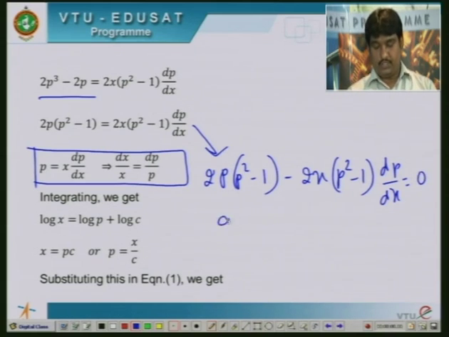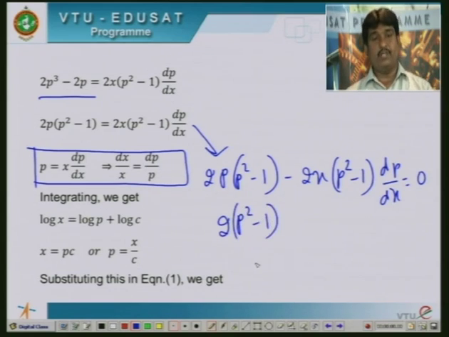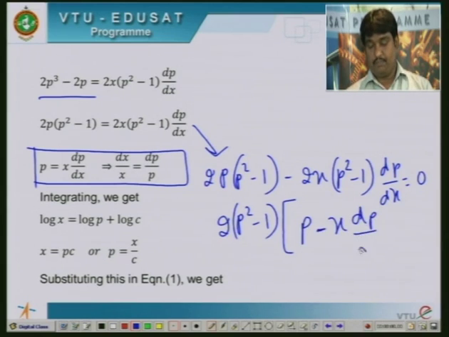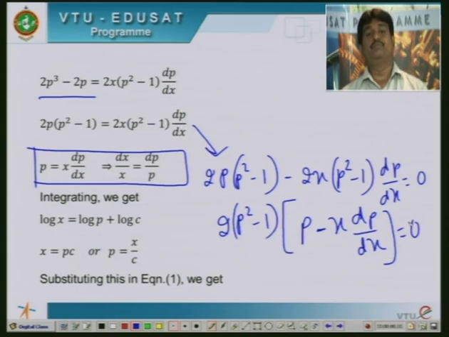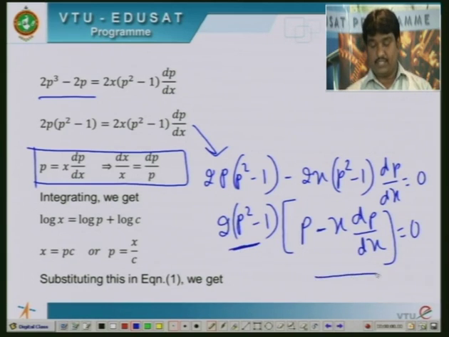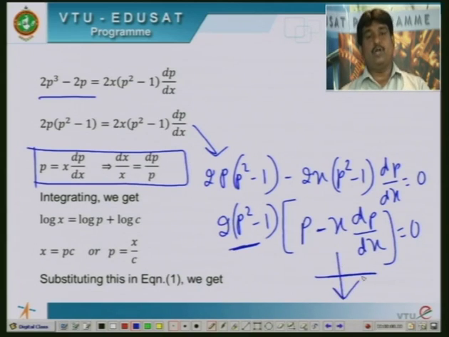In these two terms, 2 is common and p square minus 1 is common. Take 2 into p square minus 1 outside, p is left here, minus x into dp by dx, equals 0. Yes, I have two factors here: one is p square minus 1, another one is p minus x into dp by dx equal to 0. If I equate this to 0, I will get the general solution, and this leads to the singular solution.